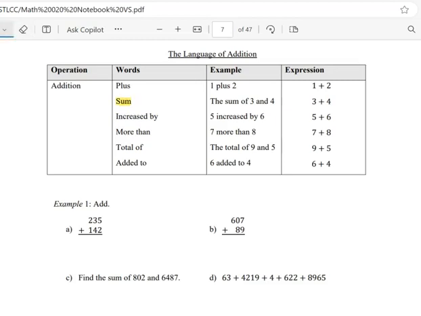So sometimes we would say, find the sum of 3 and 4. That means 3 plus 4. Increased by, more than, total of, added to, and so forth. These are all the possibilities. The most frequently used one is find the sum of two numbers. That means you have to add them together.